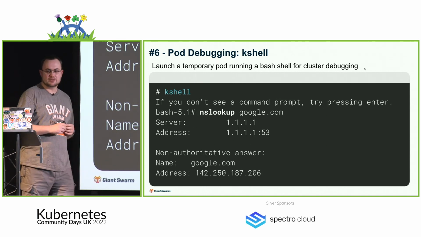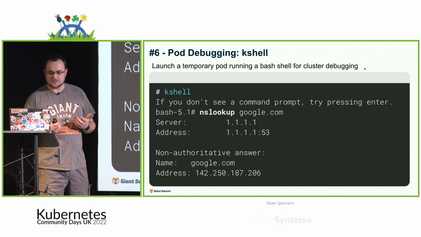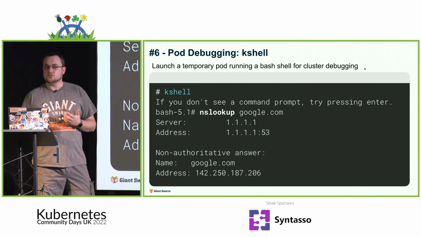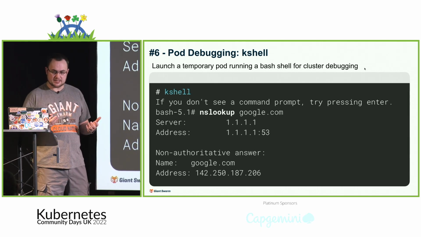So here's an example. Using it for nslookup is 90% of what I use this for. This allows me to see whether CoreDNS is causing problems, whether it's actually resolving correctly to an external IP, things like that.